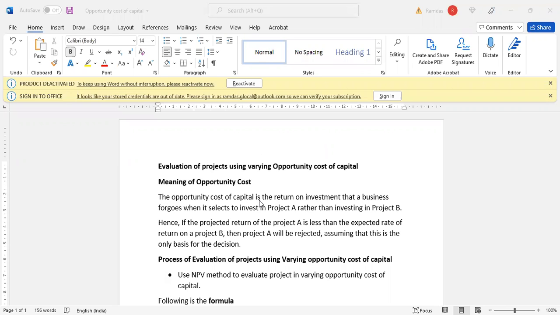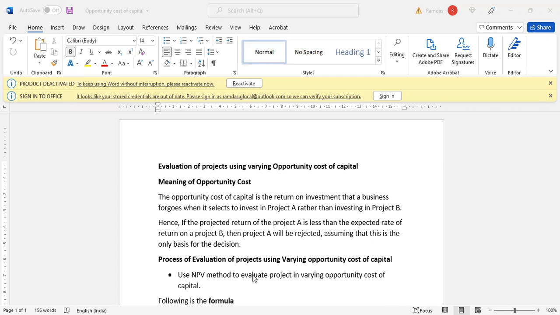The opportunity cost of capital is the return on investment that a business forgoes when it selects to invest in project A rather than investing in project B. Hence, if the project return of project A is less than the expected rate of return on project B, then project A will be rejected, assuming that this is the only basis for the decision.